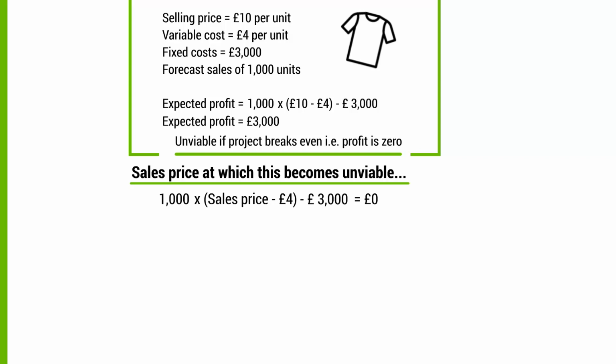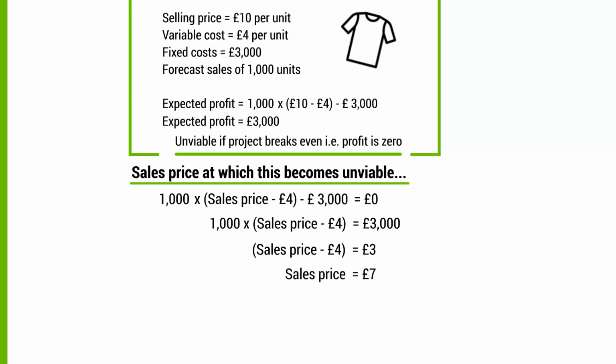And we can rearrange this equation here by taking the fixed cost to the other side of the equal sign. We've got 1,000 multiplied by the sales price minus £4 per unit equals £3,000. Then we can divide each side by 1,000 to get rid of that 1,000 on this side and take it down to £3 on the other side. And we've got the sales price minus £4 equals £3. And so what that means is the sales price where the project becomes unviable is £7, because 7 minus 4 is equal to 3.